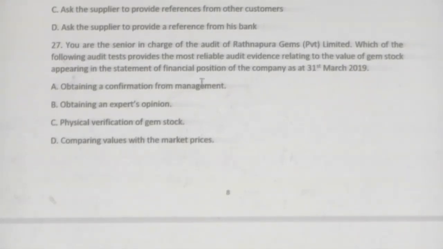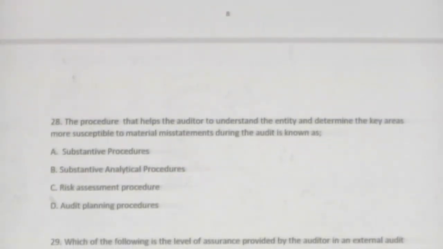Is it to get a confirmation from management? No way, then it is not independent evidence. Physical count does not tell us anything about valuation. Market price, we do not know what it is. Best is B, get an expert opinion. That is question 27. Question 28, I just explained to you the different procedures in auditing.